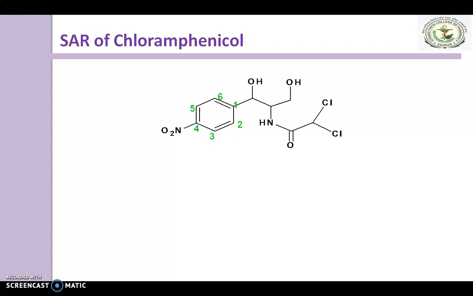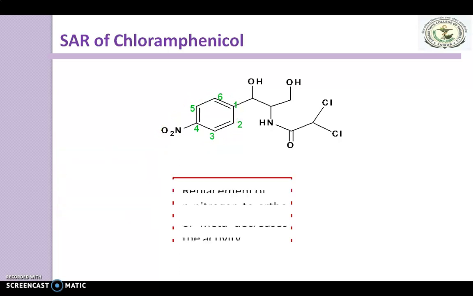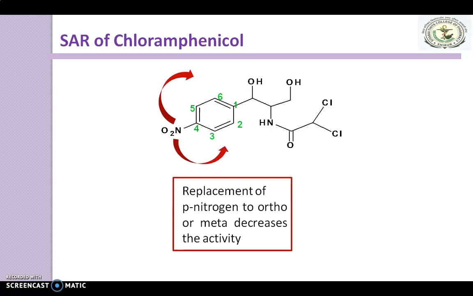So moving to the first point, the para-nitrophenyl can be replaced by other structures. There is no loss of activity, which means you can even replace it with a heterocyclic ring, and it doesn't hamper the activity. Second point, replacement of para-nitro to ortho or meta decreases the activity. So the nitro group must be at the fixed position, which is para only. If you change that position, it is not beneficial.